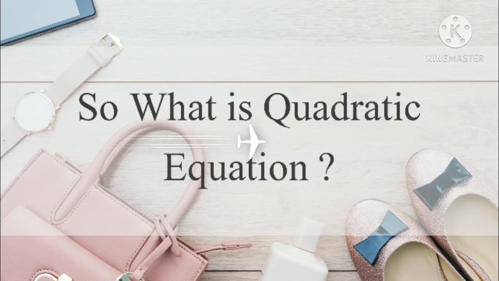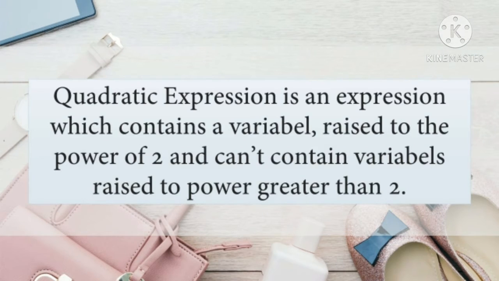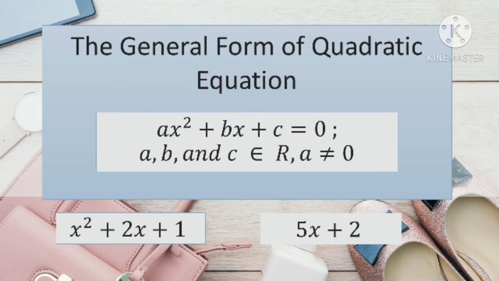So, what is a quadratic equation? A quadratic expression is an expression which contains a variable raised to the power of 2 and cannot contain a variable raised to a power greater than 2. The general form of a quadratic equation is ax squared plus bx plus c equals 0, where a, b, and c are real numbers and a is not equal to 0.